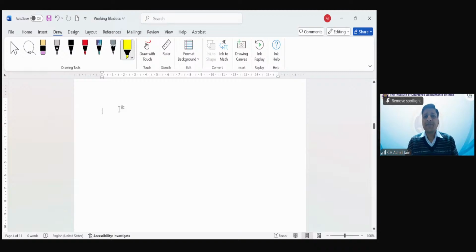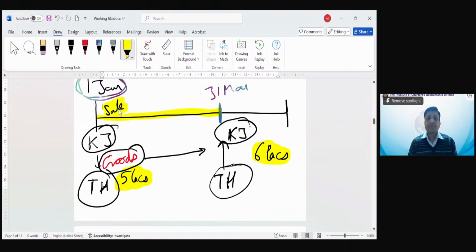Okay, Archana, please go ahead. Sir, in the above example of TH and KJ, what if TH can't pay the interest of 1 lakh? What will happen in that situation? No, TH is not required to pay the interest. It's KJ who is required to pay interest. Okay, sir. What if KJ doesn't have the money and can't pay the interest? What happens in that situation? So again, let's keep it very simple. It's like a loan. Let's suppose KJ has taken a loan from TH.